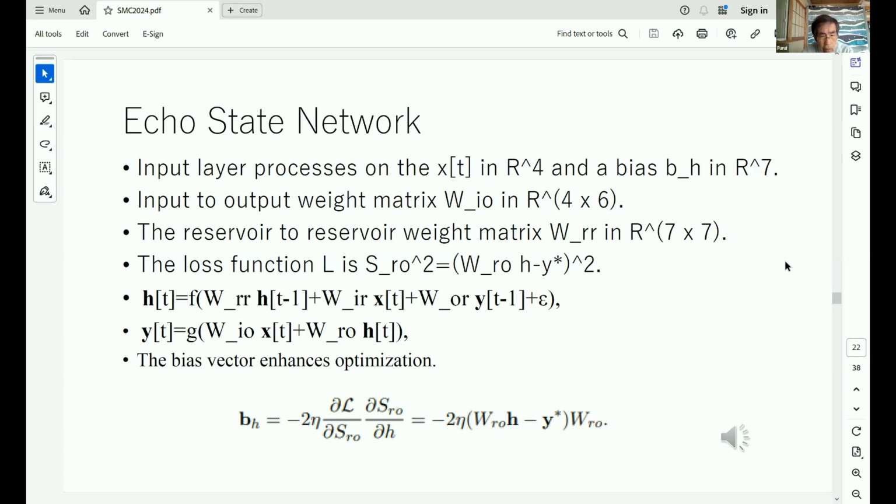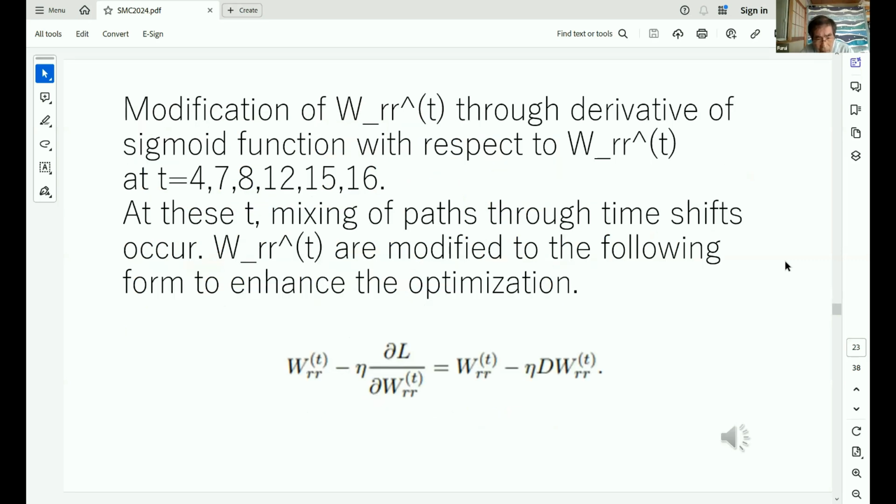The bias vector enhances the optimization. Here, H is added by this one, and the derivative of the loss function with respect to WRO is derived by H, and so using that mechanism, we also modified the WRR, the reservoir matrix, by changing this part. And using this method, we obtained this.